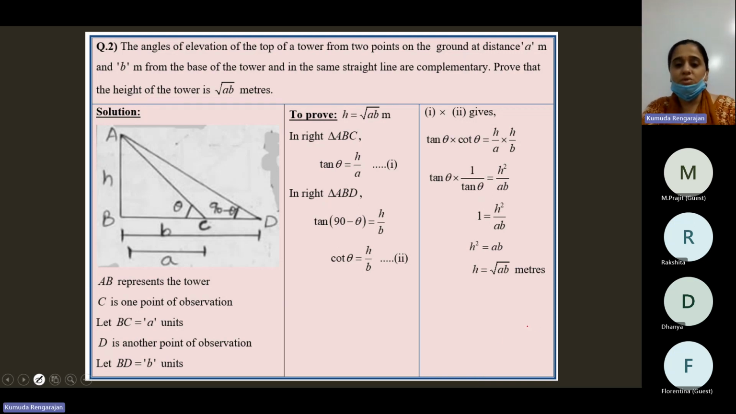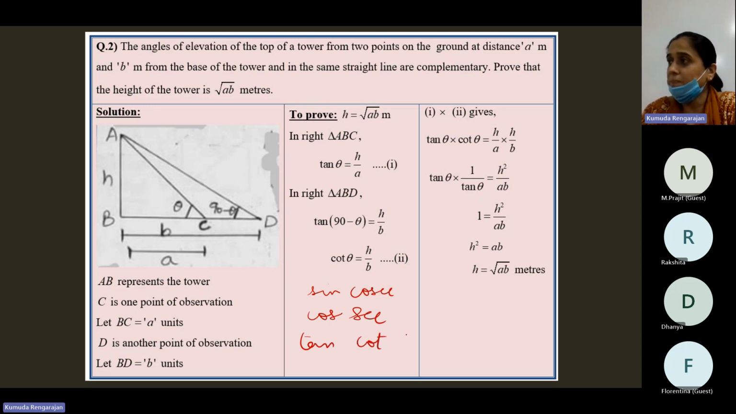So complementary ratios have been deleted from your syllabus, right? Yeah, so this is trigonometric ratios of complementary angles. Nothing difficult. Like, you know, reciprocal ratios, right? Sine and cosecant are reciprocal ratios. Cos and secant are reciprocal ratios. Tan and cot are reciprocal ratios, correct? Sine and cosecant, cos and secant, tan and cot are reciprocal ratios.